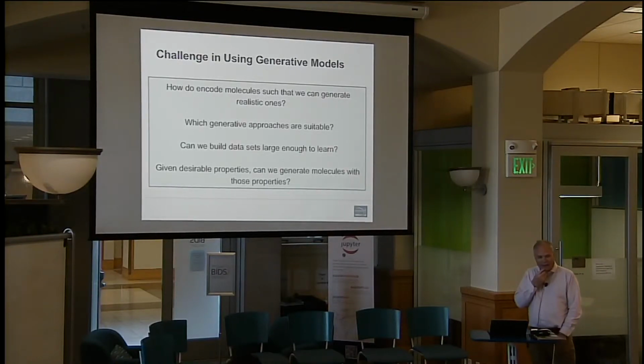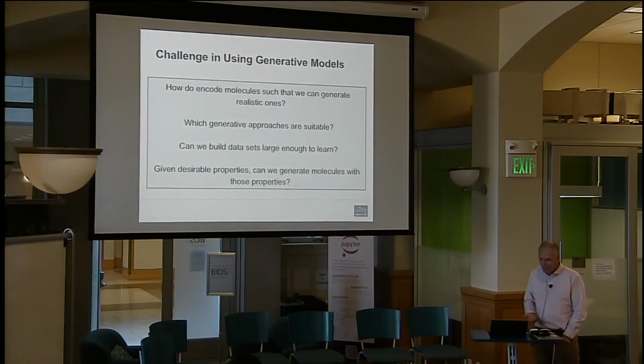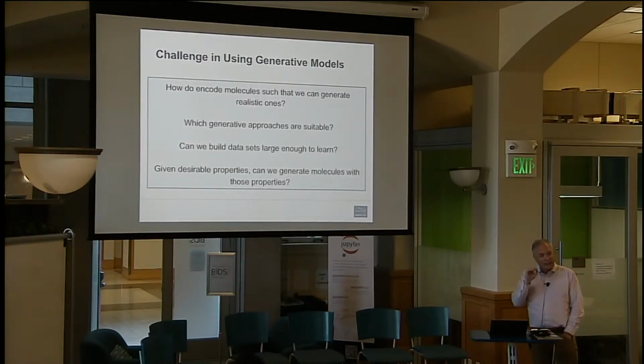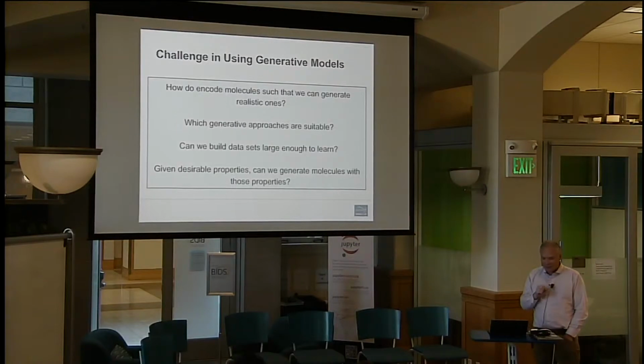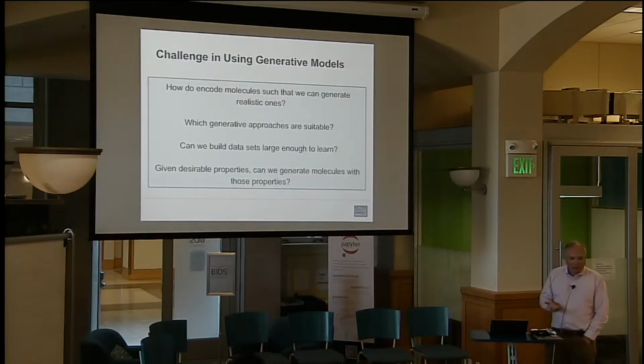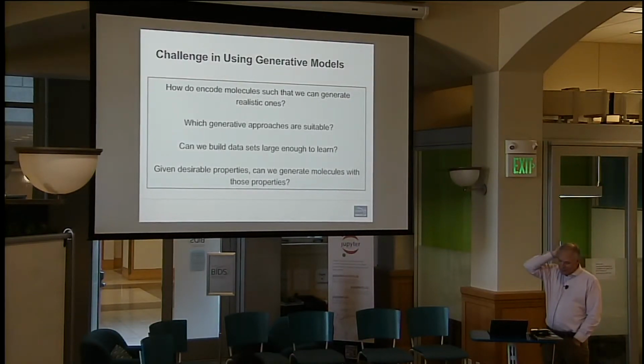So what is the challenge for us when it comes to using generative models? We really always are wondering how we can encode molecules in a way that we can generate realistic ones. So if we go into a latent space and we choose any point in that space, do we get back a molecular structure that is realistic? Of course, there's a challenge there. Molecular structures are by nature discrete. So a continuous representation of something that by nature is discrete is an interesting challenge. As I said, we've been trying some different generative approaches.